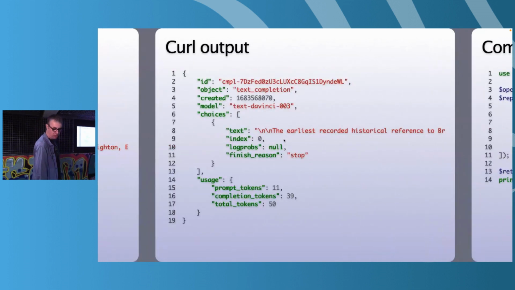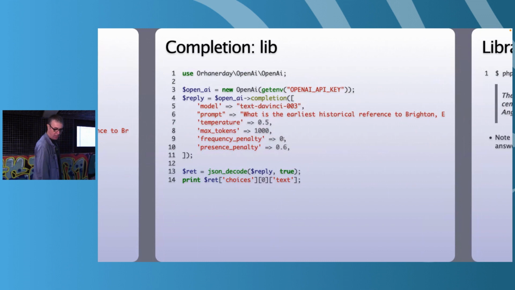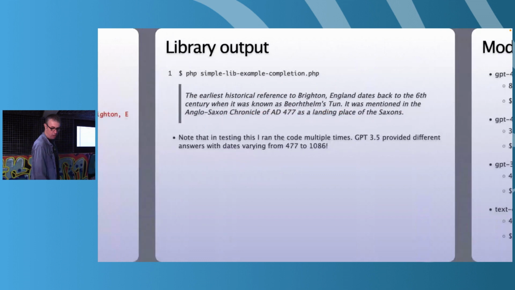Again, same thing, and there's my output. There's the library version. Again, it's a different method. So for the library, I'm calling completion rather than chat, but it's the same idea. And again, I asked it what the earliest historical reference to Brighton was, and it gave me 4 different answers ranging from 477 to 1086. So trust but verify.